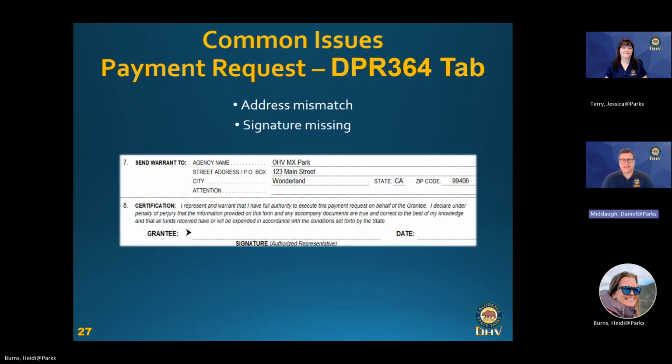If you put a different address in there, it's going to be kicked back by the state controller's office, and that will further delay your payment. Also, please make sure to sign the DPR 364. You can do it with ink signature and scan it, use Adobe, use DocuSign, whatever is easiest for you. Just make sure that you don't miss it, because if we have to come back and ask for a signature, then it's delaying payment. Making sure you get things right will make sure that you get your payment faster. Next slide, please.